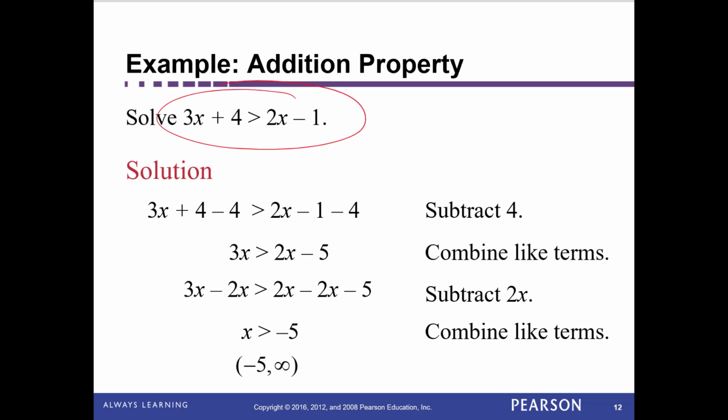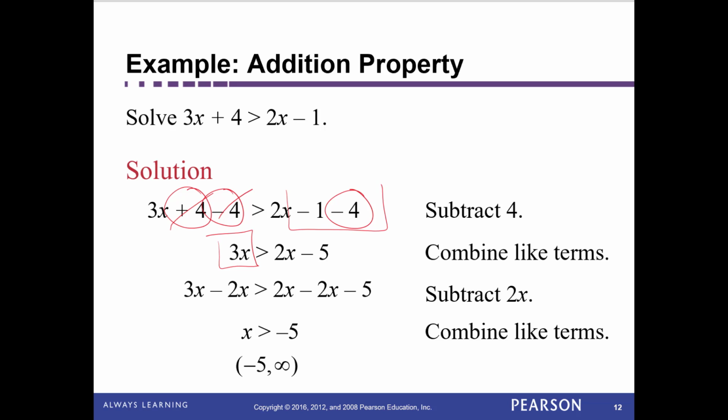Solve 3x plus 4 is greater than 2x minus 1. So the first thing I have to do is I have a plus 4 over here. I'm going to undo the plus 4 with a minus 4. If I subtract 4 from the left-hand side, I've got to subtract 4 from the right-hand side. The plus 4 and the minus 4 will cancel, so I'm left with a 3x on this side, and my minus 1 minus 4 becomes a minus 5.